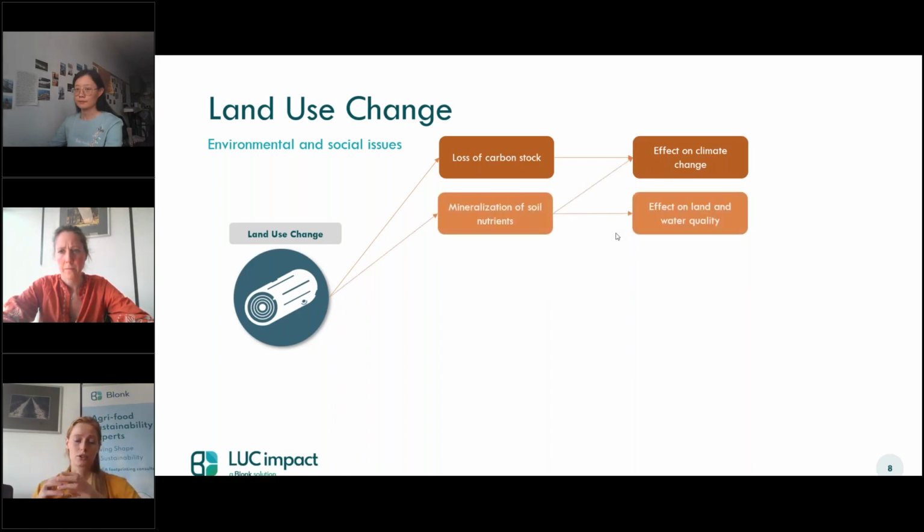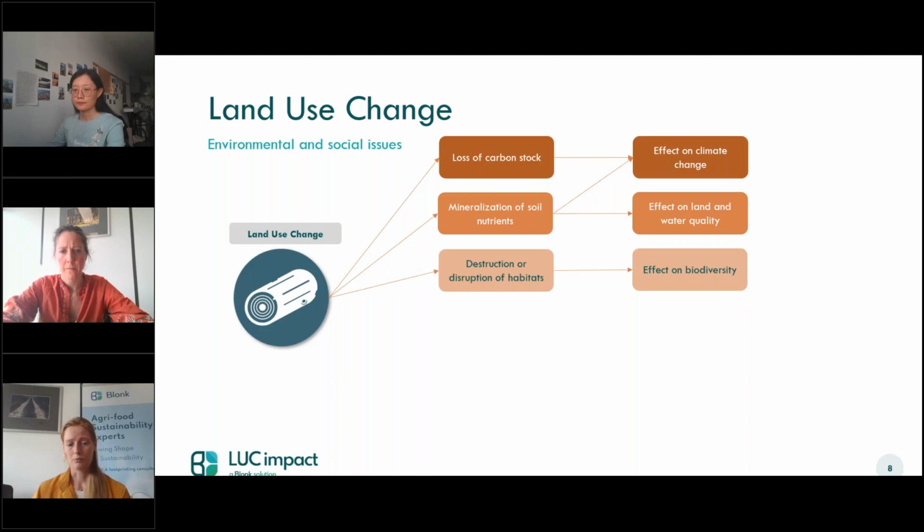But related to the soil carbon stock loss, there are also nutrients in the soil that are mineralizing, which also have an effect on climate change because it releases nitrous oxide emissions, but it also has an effect on land and water quality, for example, through leaching of nitrogen into the water. Then there's the destruction and disruption of habitats, which directly affects biodiversity.